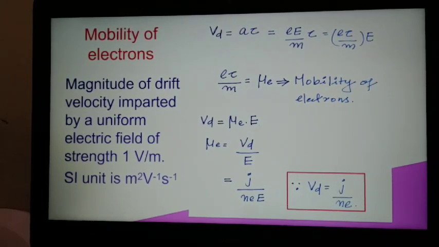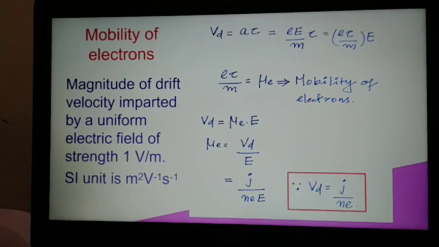So anyhow, drift velocity is given by J by Ne, and the mobility is given by J by NeE. And what is electric mobility? Mobility is the drift velocity acquired per unit electric field intensity. Unit electric field intensity is defined as the mobility of electrons.